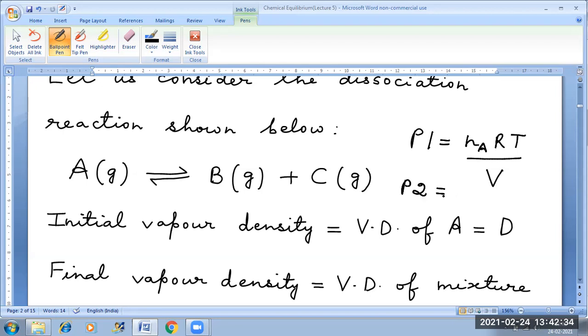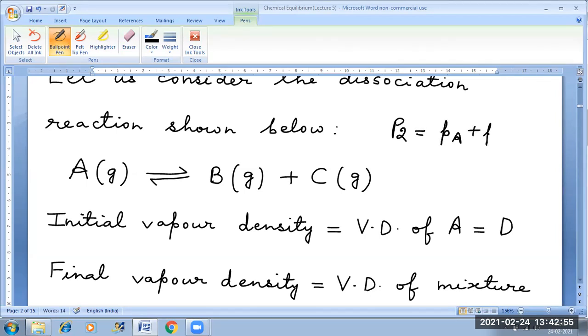What about the pressure at equilibrium? Total pressure at equilibrium, how do I write that? Sum of partial pressures of A, B and C, because all three are present. I can write it as PA plus PB plus PC. All these are at equilibrium.